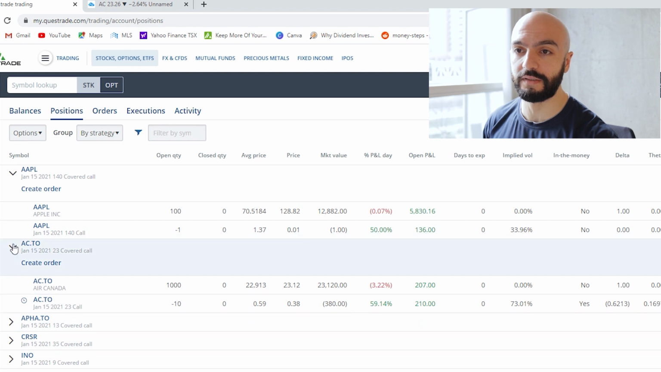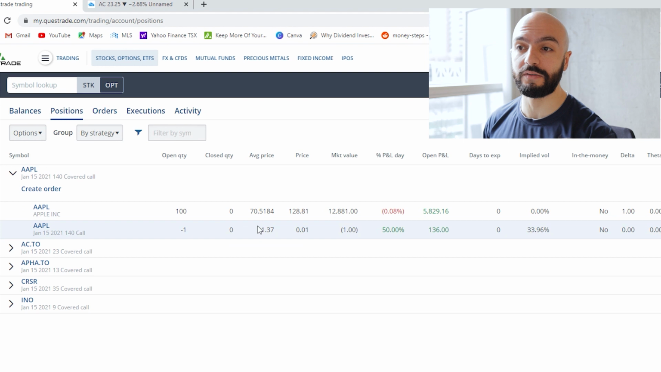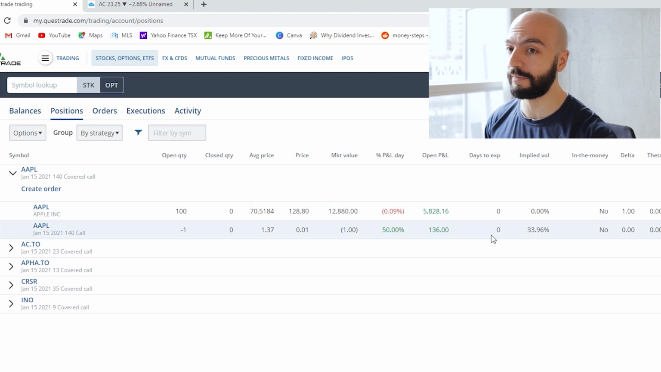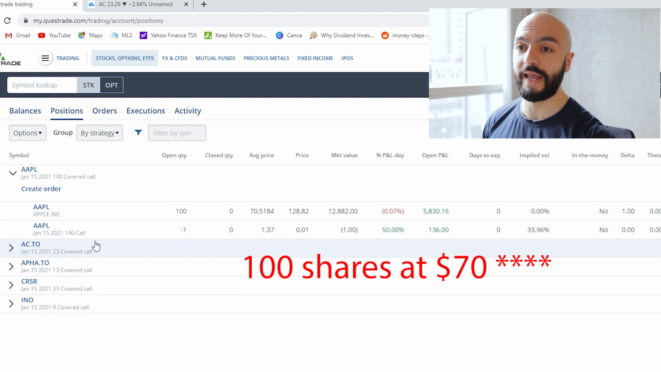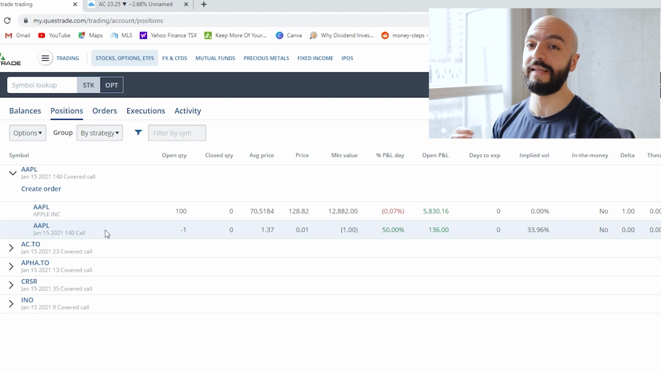So let me just hide all this. Apple, I bought 100 shares at $70. If you look here where it says January 15th, this expires today. Days to expiration, 0, so it expires today at the 140 call. So I have 100 shares and I wrote a contract to sell these shares to someone at 140. They can only exercise this if it's in the money. In the money means if Apple is at 140 and above.